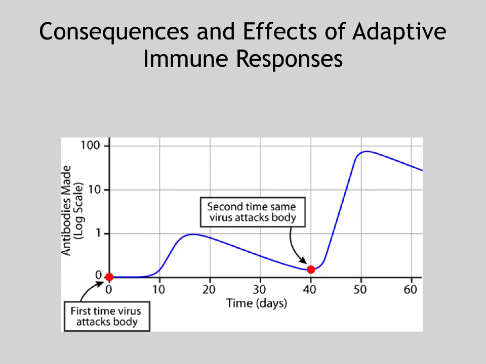But the second time, because memory cells already have IgGs on their surface and they are already out in circulation, we don't need any kind of antigen presentation. Because of all of that, the IgG numbers skyrocket very rapidly. And this allows for that really quick response by the adaptive immune system to prevent infection.